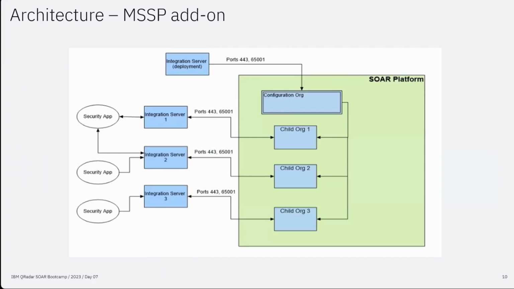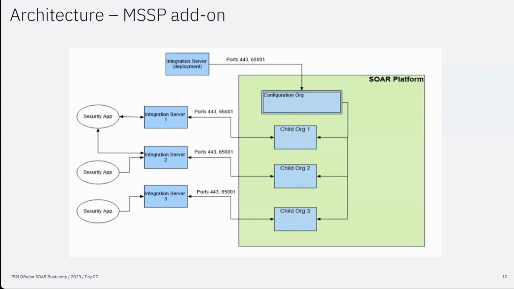Now, the second aspect of the architecture involves the MSSP add-on. MSSP, commonly known as Managed Security Service Provider. This is an optional feature that allows you to manage multiple SOAR child organizations from a single configuration. Each child organization can be assigned to a different group or division or company to meet your specific incident response requirement.